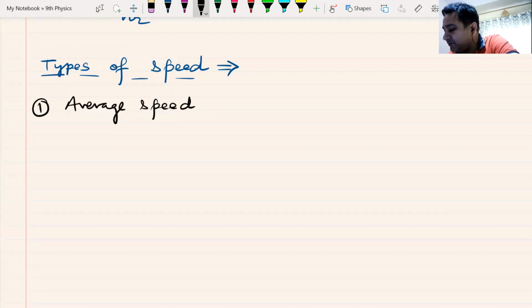Average speed. Ever heard this term, average speed? Yes. Congratulations. So tell me, what is it? When something moves at different speeds over a long period of time, you calculate the average speed.